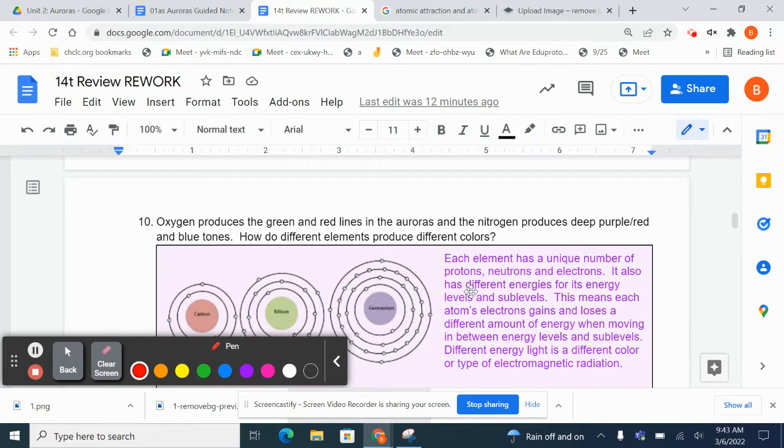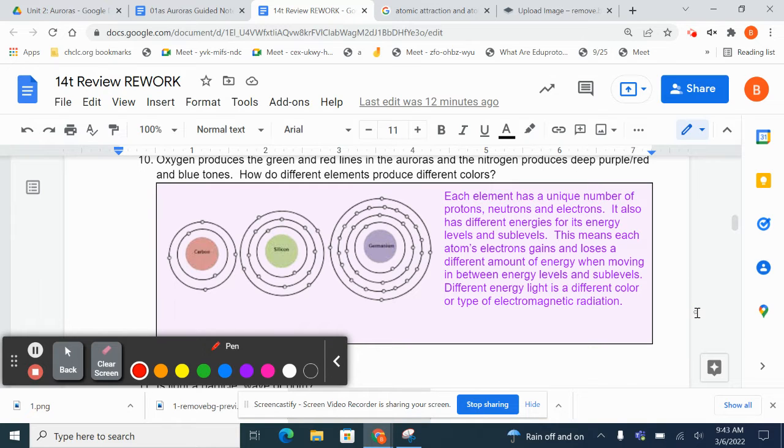All right, so oxygen produces the red and green lines in the auroras. And we also know nitrogen produces purple, red, and blue overtones. How do these different elements produce different colors? So we know each element has a unique number of protons, neutrons, and electrons. And you can see here to the left, there are 3 Bohr models of carbon, silicon, and I think the last one's germanium. So it also has different energies for its energy levels.